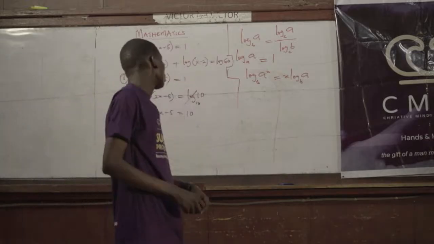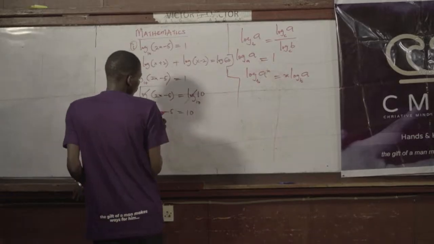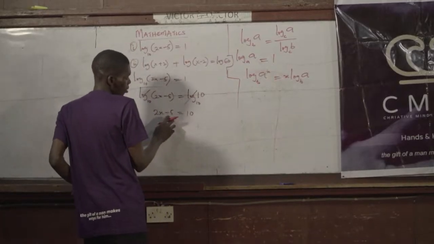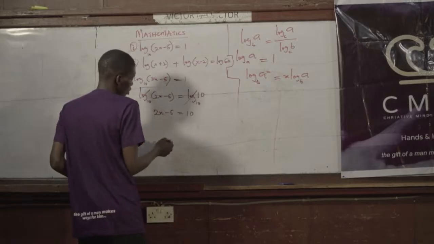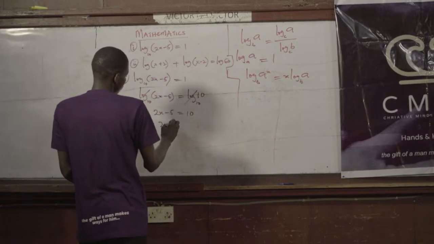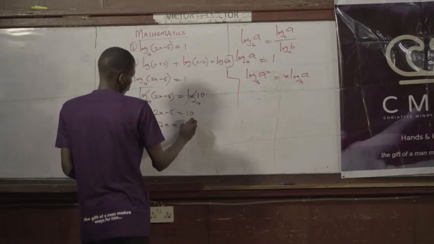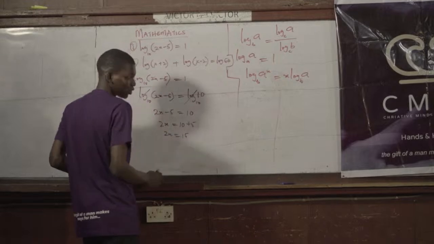Now let's move on. What you have here is 2x minus 5 is equal to 10. We can easily simplify this linear equation. This will just be 2x is equal to 10 plus 5, and this is actually 2x is equal to 15.